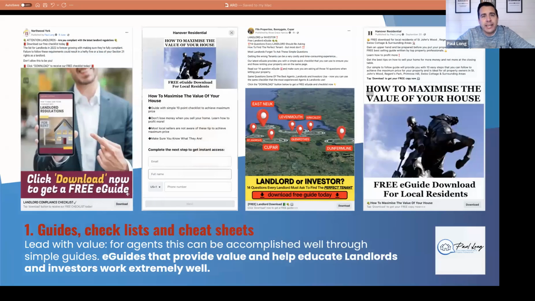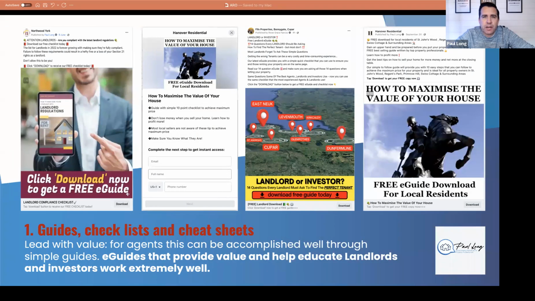So number one is guides, checklists, and cheat sheets. And these definitely lead with value. But the great thing about these is that they start conversations. And this can be accomplished well through simple guides. E-guides that provide value and help educate landlords and investors work very well.